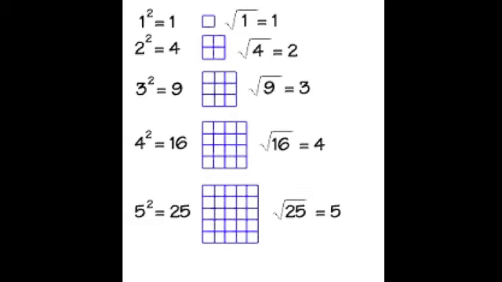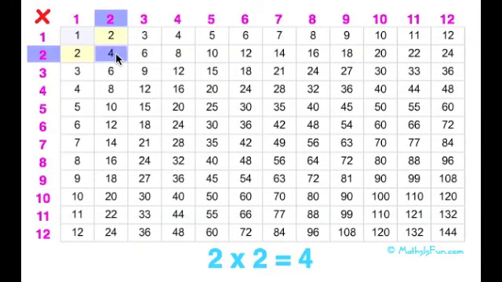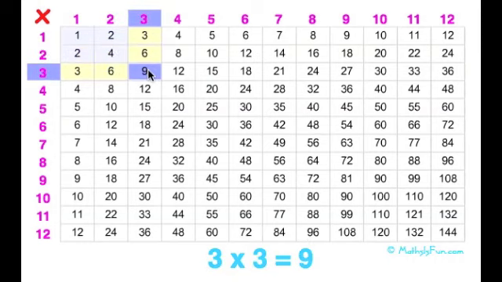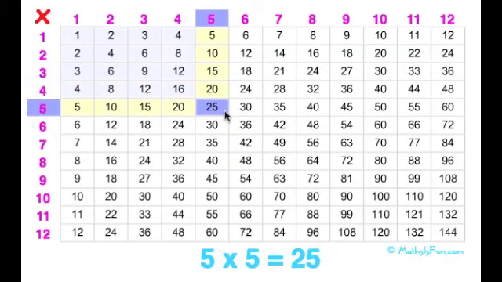Take a moment to look at the 4 square and 5 square model. Here's another way to think about the numbers being squared by using your multiplication table. If you look, if there's 1 row and 1 column, it's 1 times 1, which is 1. Here would be 2 rows and 2 columns, so 2 times 2 is 4. Likewise, 3 rows, 3 columns, 3 times 3 is 9. 4 rows, 4 columns, 4 times 4 is 16. 5 rows, 5 columns, 5 times 5 is 25, and so forth.